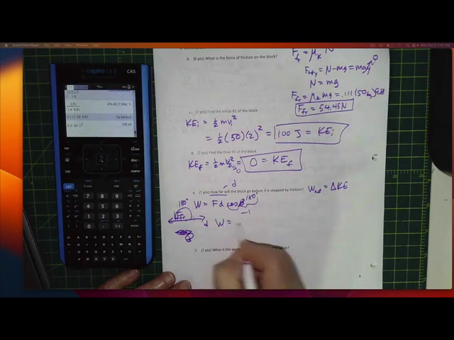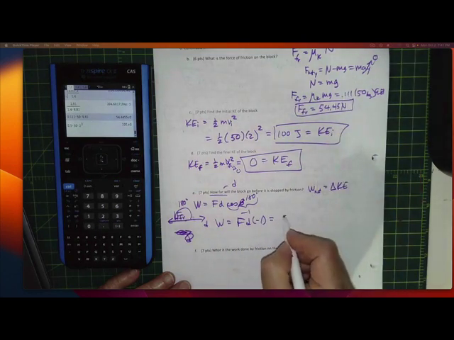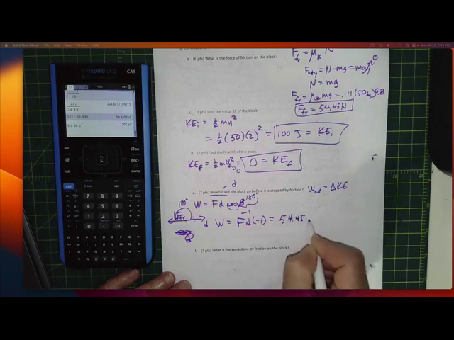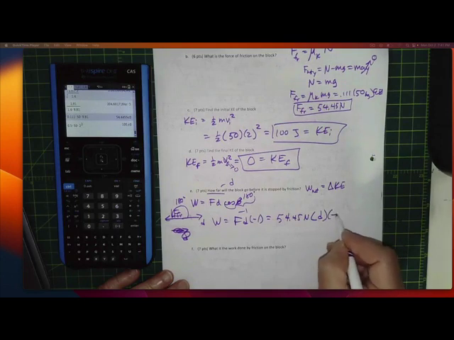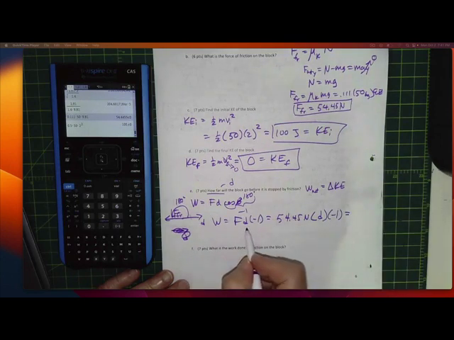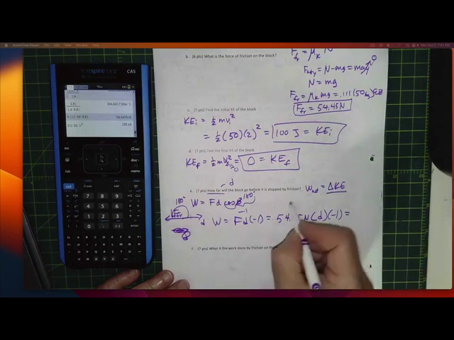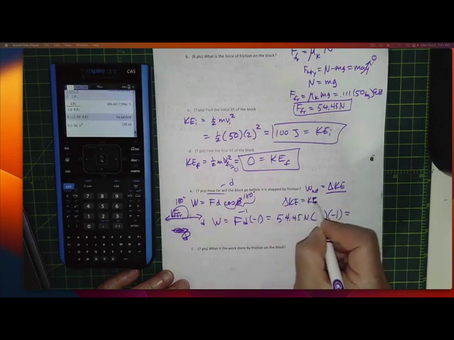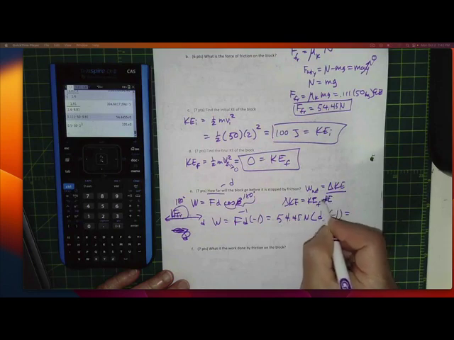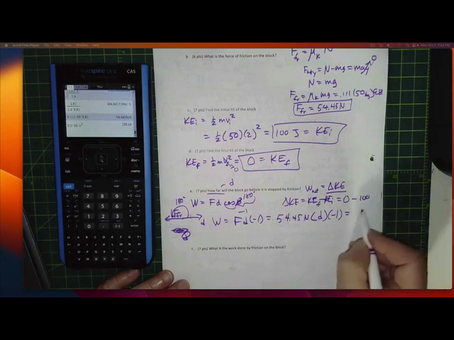So the work is just F d times -1. Calculated the F up there, 54.45 newtons. The d is what we're looking for, and -1, and that's equal to the change in kinetic energy, right? Delta KE, KE final minus KE initial. KE final is 0 minus initial, which is 100. So that becomes -100 joules.